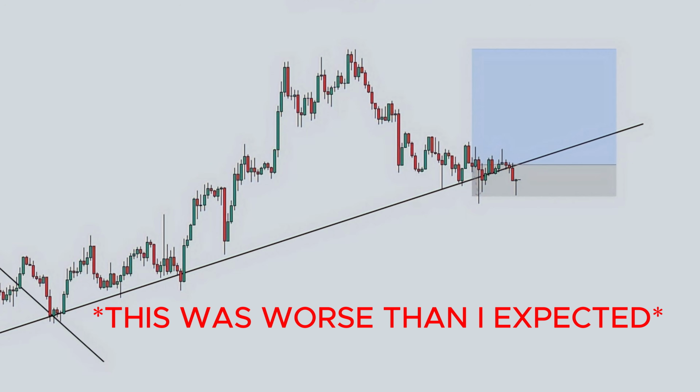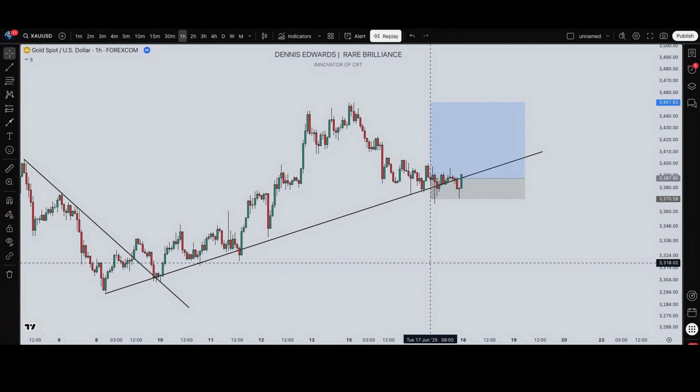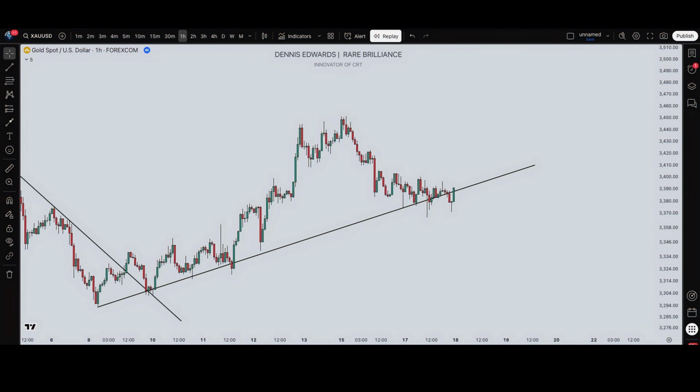Yeah, again. I'm sorry, I had no idea this would happen. Oh my. Yeah, again, you can see stop loss was hit and the trade was invalid and you had lost money.